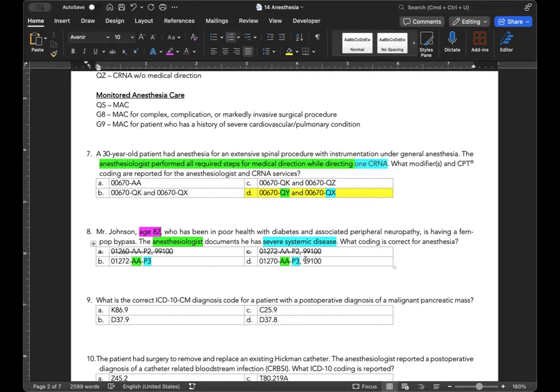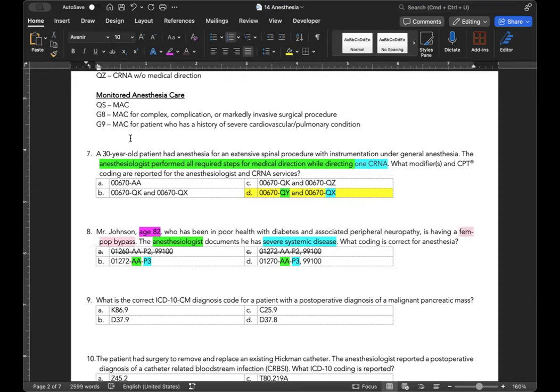So let's go look at the 01272 and the 01270. And which one do you think we'll use? 01272 because it's femoral artery. It says having a fem-pop bypass. Okay. Fem-pop bypass is going to be femoral popliteal bypass. 01272 is a femoral artery ligation, and that ligation is going to be basically burning it and closing it off. So a ligation is different from a bypass. Does that make sense? Yeah, that makes sense. I see where I went wrong.